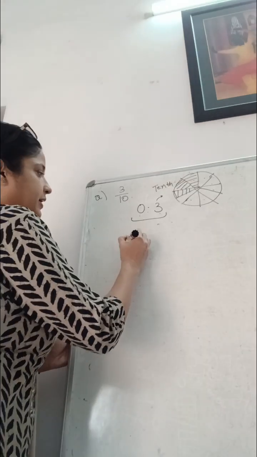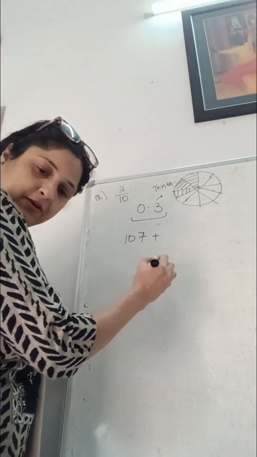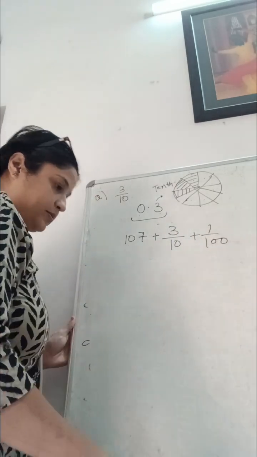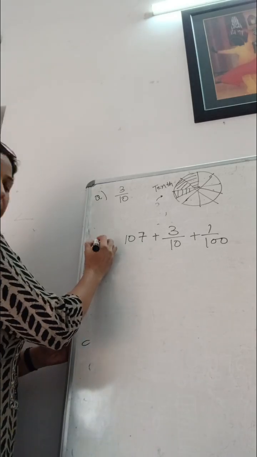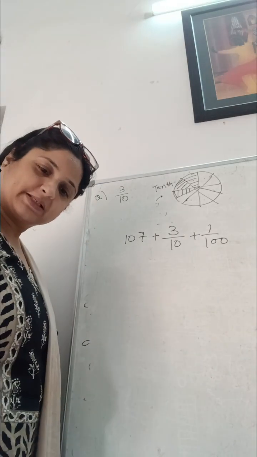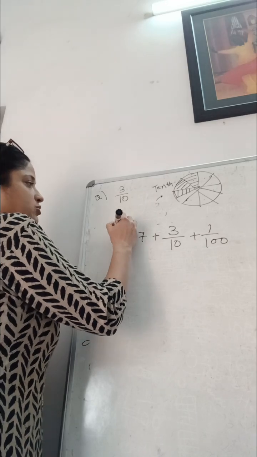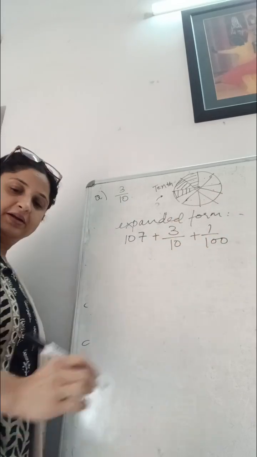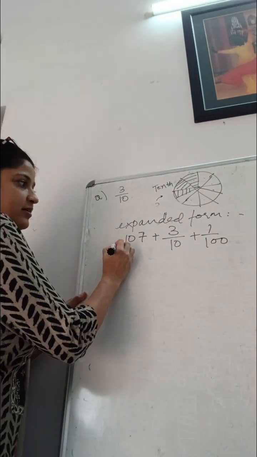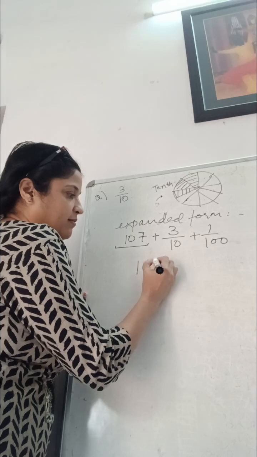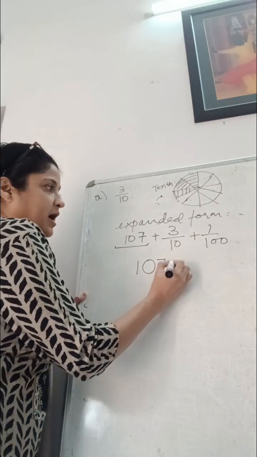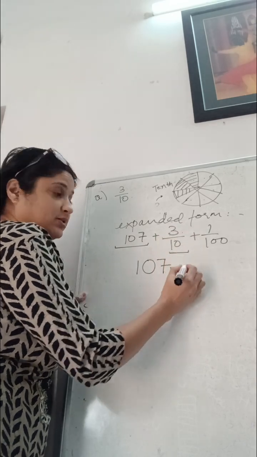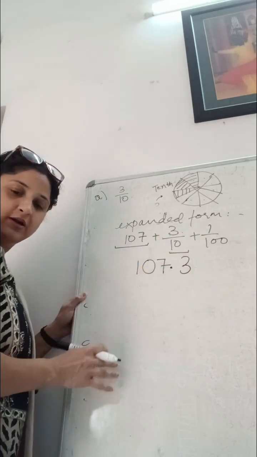ठीक है. और 107 plus 3 upon 10 plus 1 upon 100. Okay. So let us say this is my question and I say that how you are going to represent this as the decimal. This you are going to write down in the expanded form. How will you write? Tell me. So 107 is my whole number. So this will come as it is, 107. And now 3 by 10. So out of 10 parts, 3. So after the decimal point, I will put here 3.